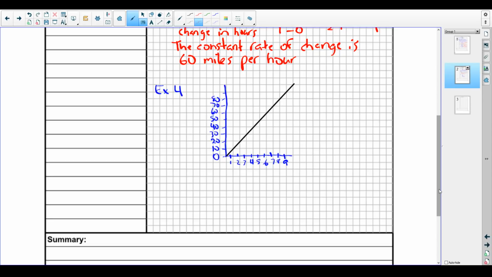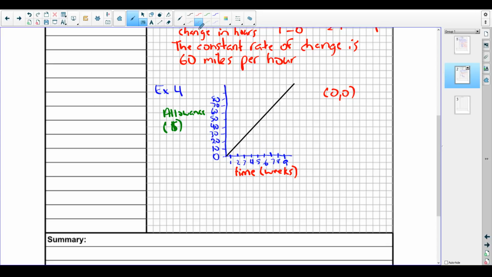So it's nice and easy today. So example 4, we're talking about allowance. So that's in dollars compared to our time in weeks. So we want to know how much allowance do we get per week. And so our points here we have, we need some to get you going. We have 0, 0.